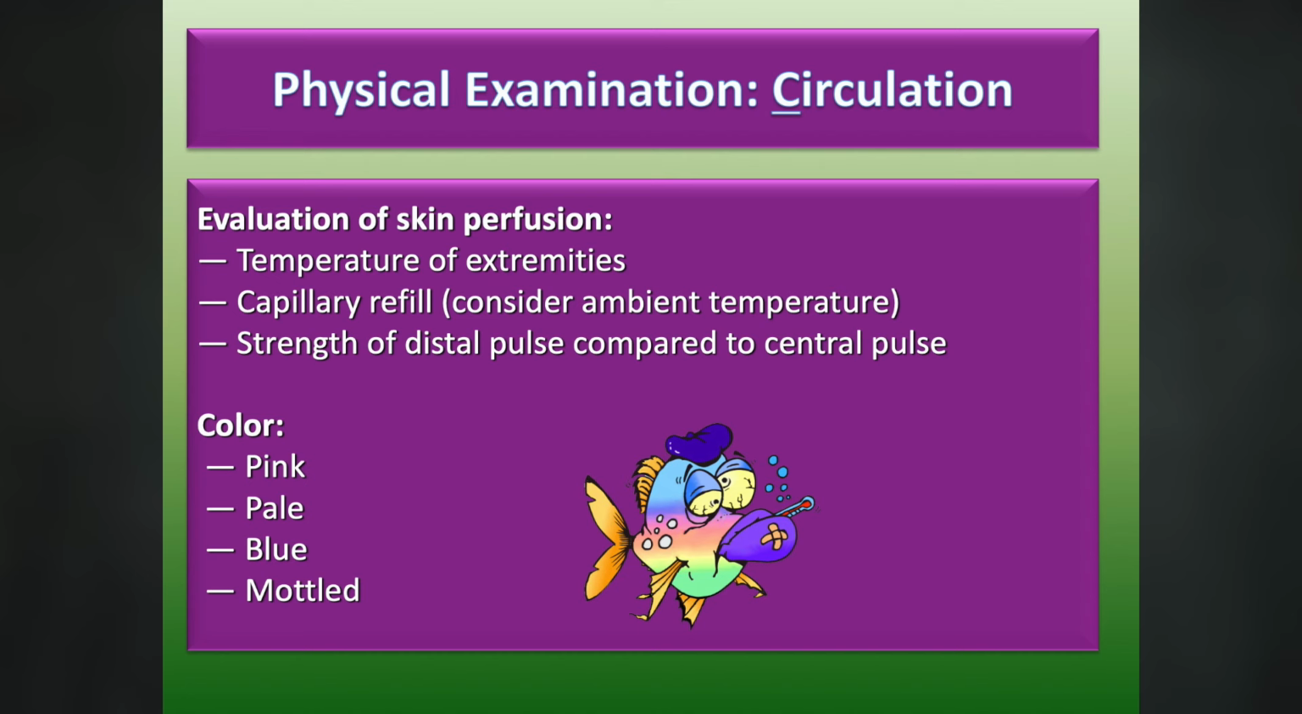So the arms and legs may get pale, cool, or mottled more so than the torso. We said that capillary refill is a good finding, though think about the ambient temperature and that particular patient, and we look at the strength of the distal and the peripheral pulses. So the skin color, is it normal? Is it pink? Is it pale? Is it blue? Is it mottled? So we're looking for irregularities in perfusion.